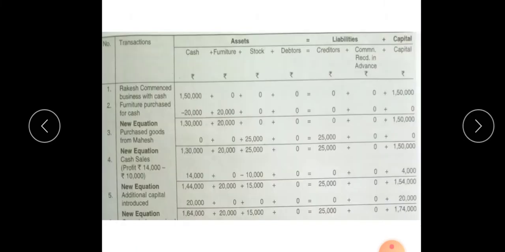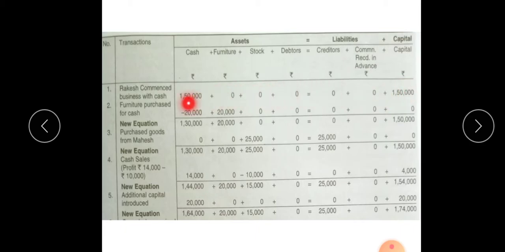Now see the transactions. The first transaction was Rakesh started business with cash 1,50,000 rupees. So on the asset side, make a column for cash. Cash will increase by 1,50,000 rupees. The second effect will be on the liability side, liability plus capital. Capital will increase by 1,50,000.